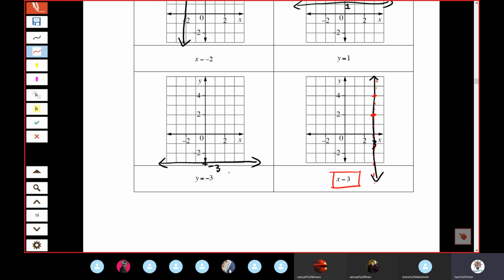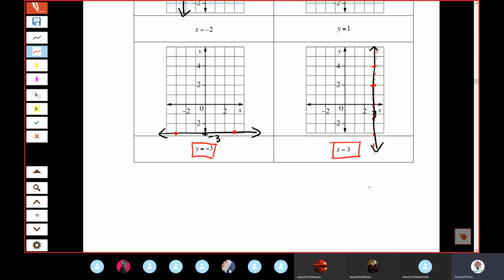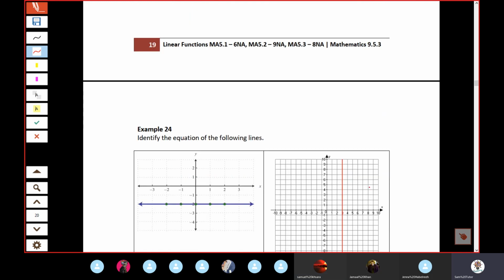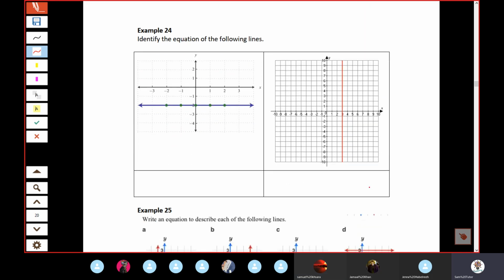X equals 3. Same thing with this one. If I said, what is the y value here? Well, y is -3. What if I said, what is it here? Well, your y is still -3. It's just that your x's are changing, which isn't a problem for y equals -3. So you can see it logically as well. Any questions there? No. Beautiful.